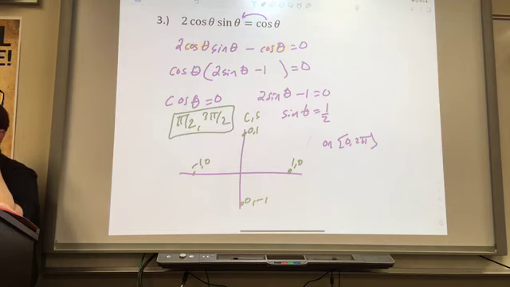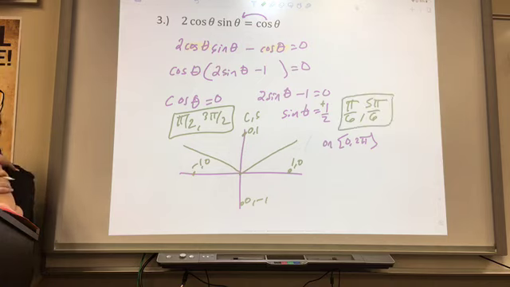Then I come over here. Where's sine a half on your best friend chart? Pi over 6. And that's positive. So what other quadrant would I look in? 2. AS. And in quadrant 2, pi over 6 is called 5 pi over 6. And those are my solutions.